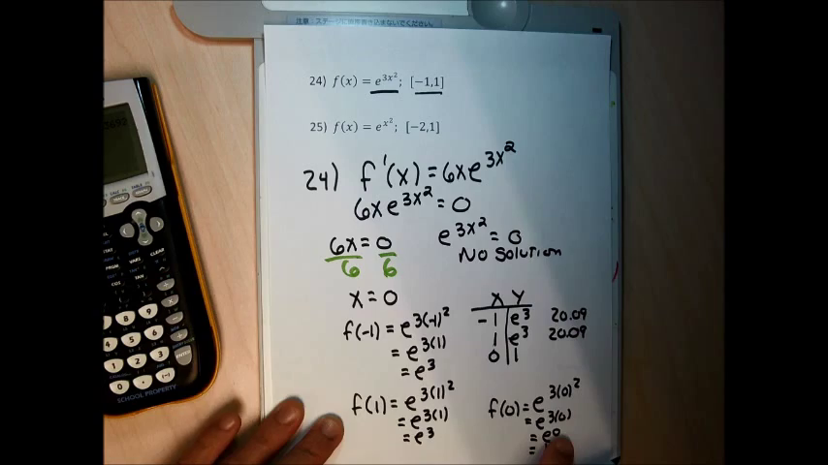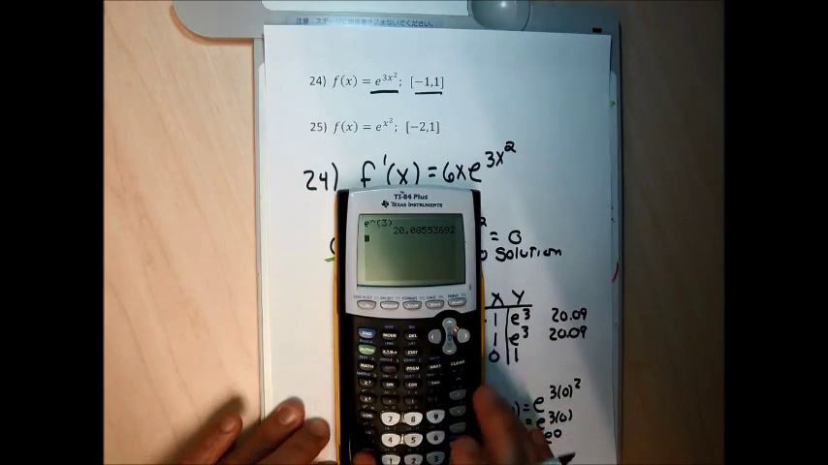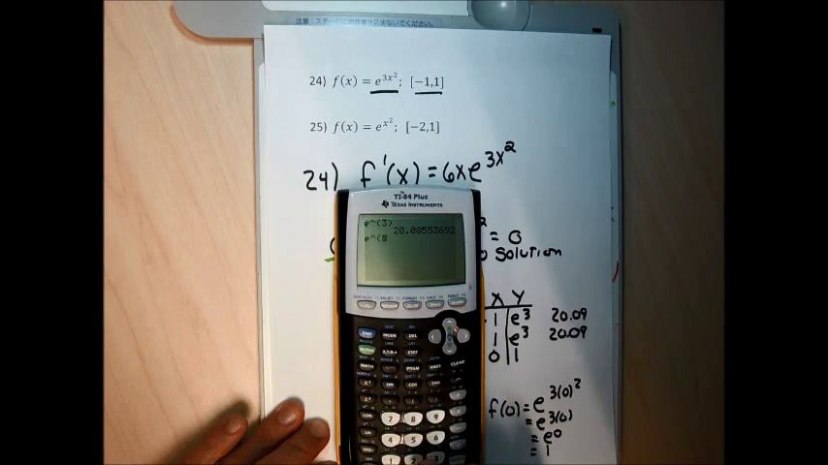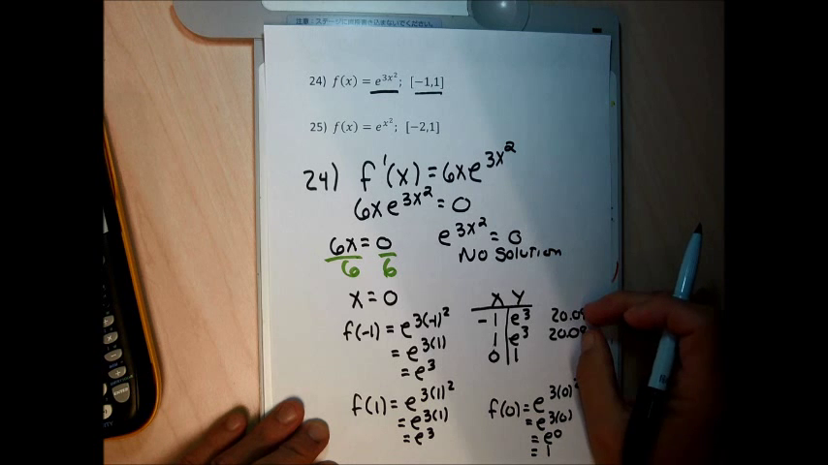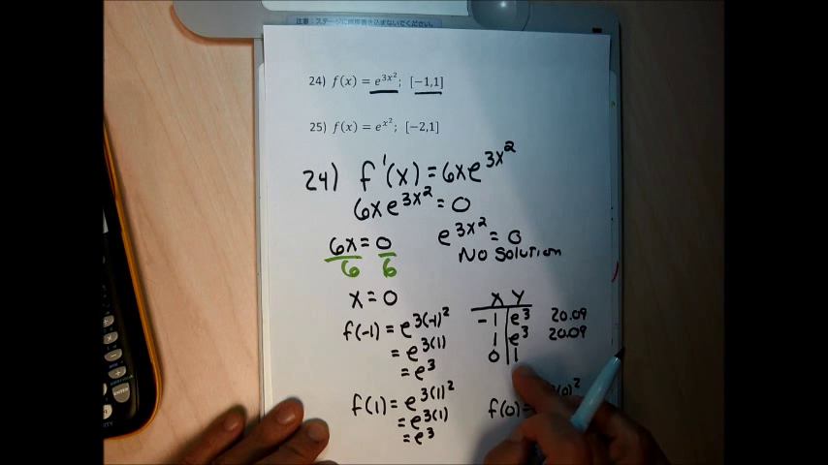Let me do that real quickly on my calculator. Do e to the 0, I guess. Second ln e to the 0, and it gives me the 1 that I wanted to get. So I think I know my answer. It looks like there's a double absolute maximum and a single absolute minimum.